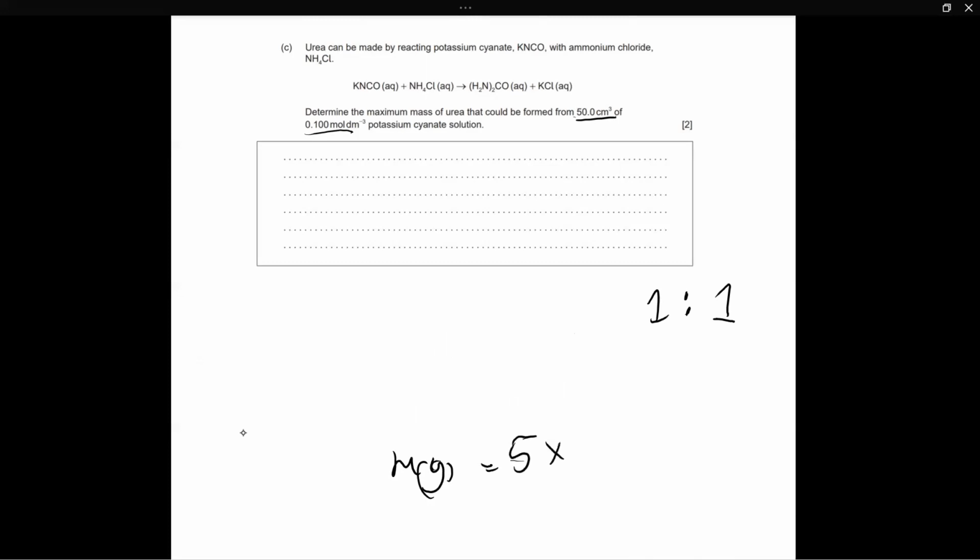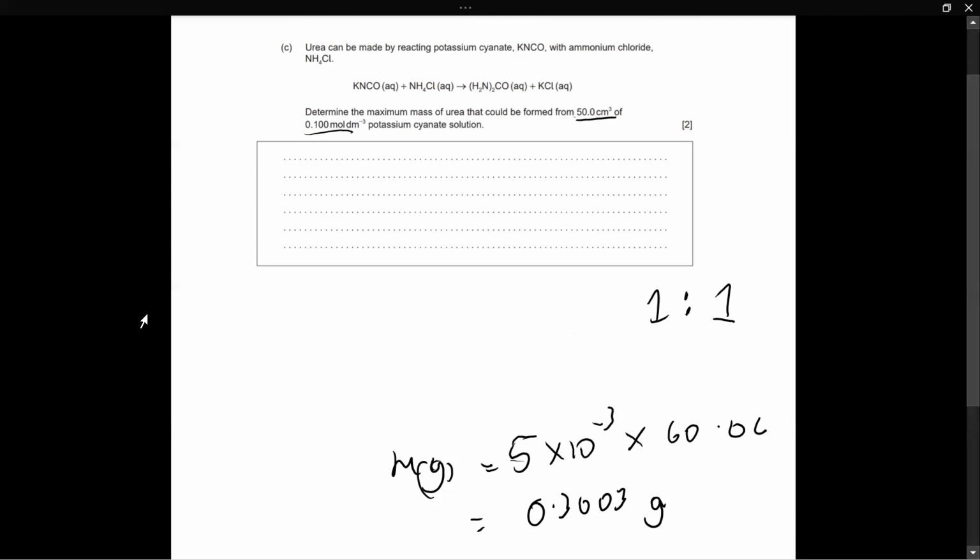5 times 10 to the power of -3 times 60.06. And if you put that into your calculator, this is a paper two, so you have access to your calculator, you should get the answer of around 0.3003 grams of urea. So that is the maximum mass of urea that you can obtain by using 50 centimeters cubed of 0.1 mol dm^-3 potassium cyanate solution. So that is your answer.